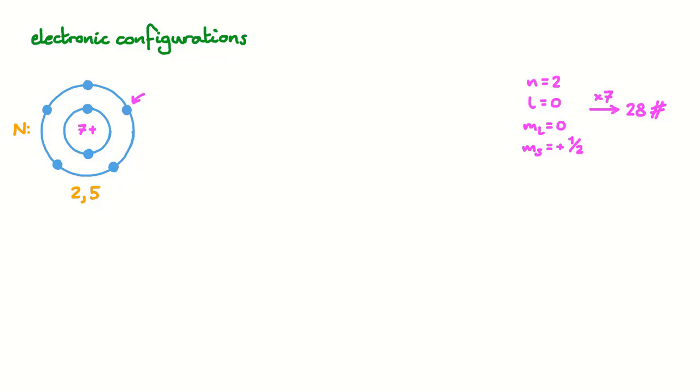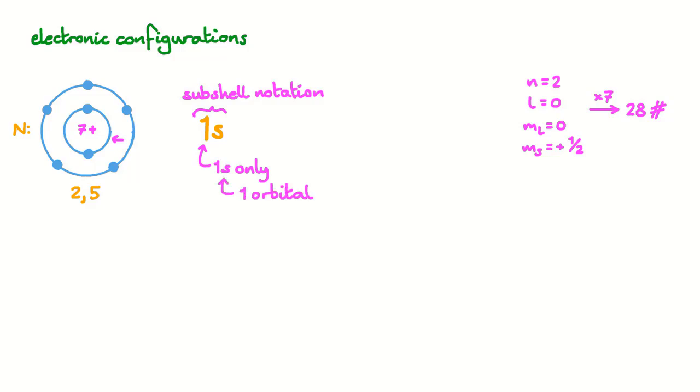Let's start building up the electronic configuration for a nitrogen atom. We start off with the inner shell, indicated by the number 1. There's only one type of subshell, an S subshell, in the first electron shell. So we begin our electronic configuration with the subshell notation 1s. An S-type subshell contains only 1 orbital, and an orbital can contain a maximum of 2 electrons.